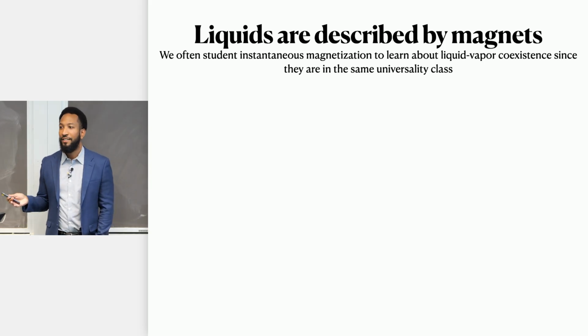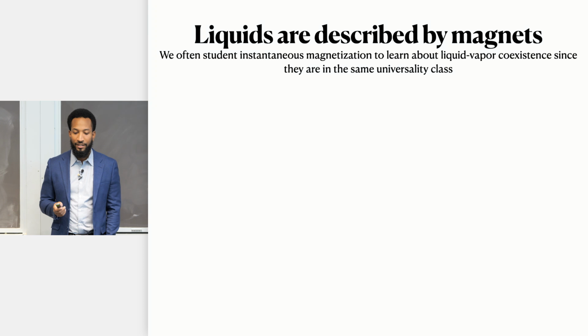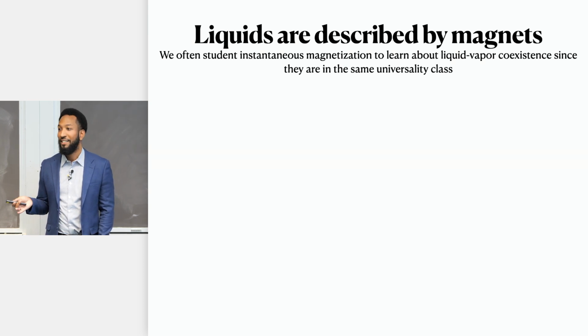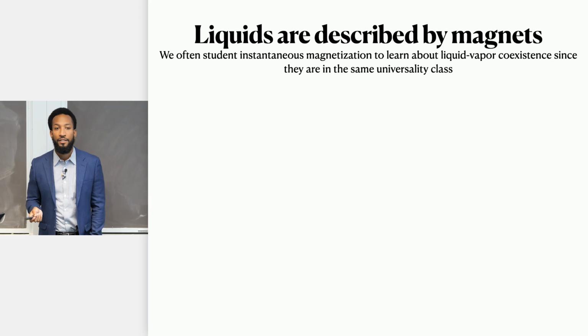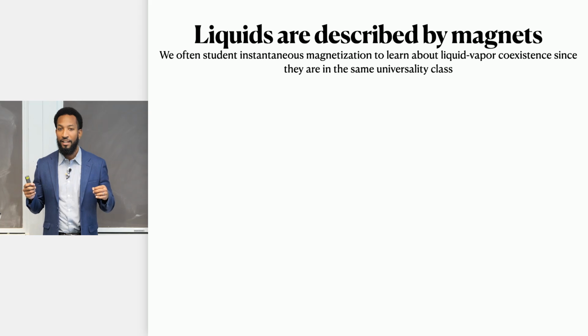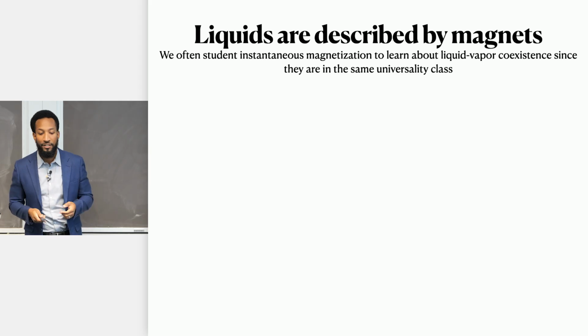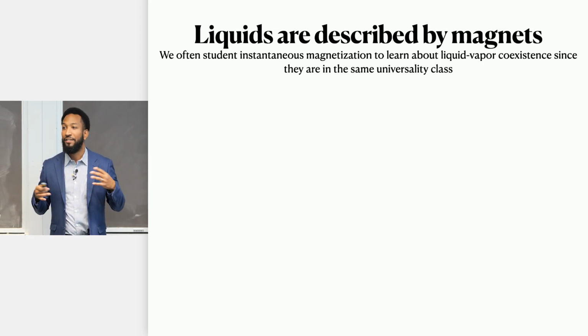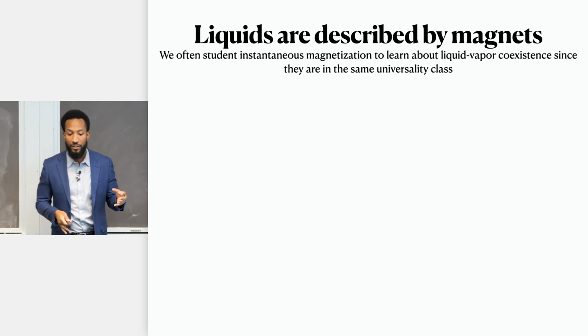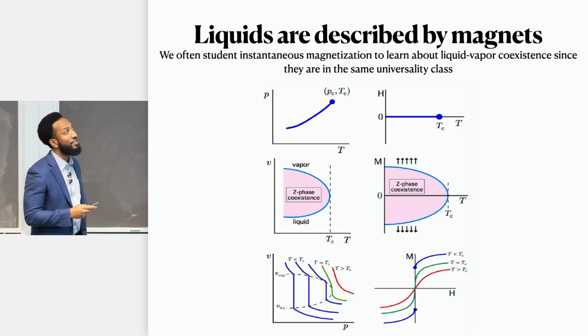Okay, so another interesting piece of physics is that liquids are described by magnets. This is another big feature of physics, which is this concept of universality. And the idea is that there are some metals, like nickel, a lot of metals, that if you were to put a magnetic field on them, the atoms in that metal will align with the magnetic field. And how that happens is very similar to a liquid. So I'll show you this comparison.